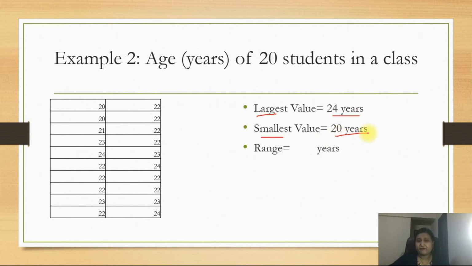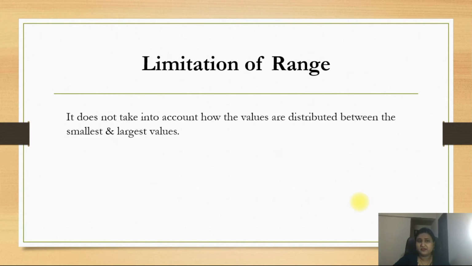So range is the difference between 24 and 20. That is 24 minus 20, which is 4 years. So here the range is 4 years. It is very easy to understand. Although it's a crude measure, it can give us some idea about the dispersion.